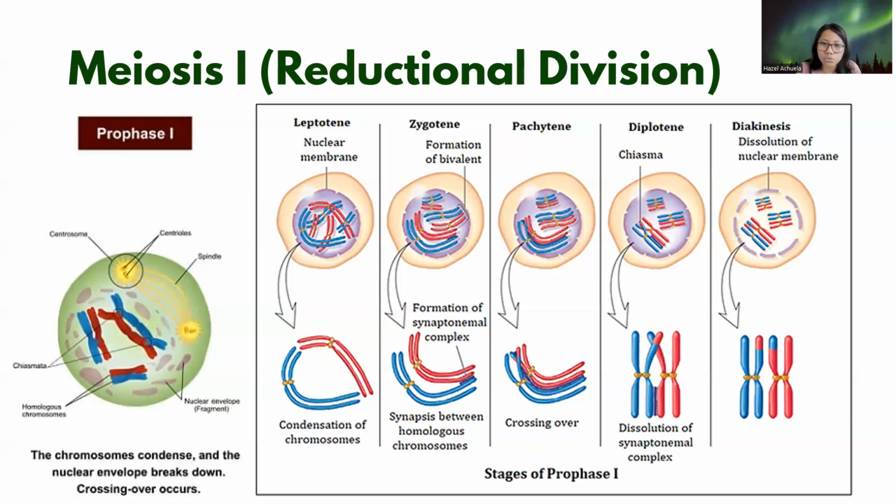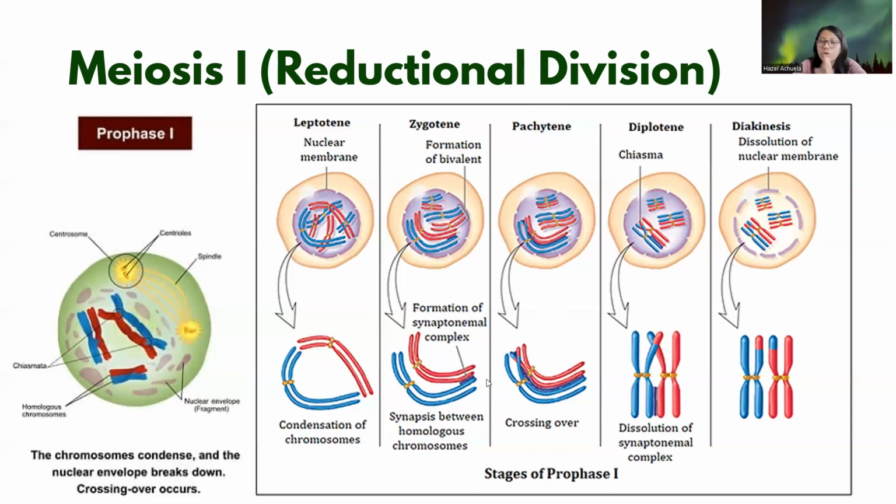Yung pairing ng homologous chromosomes or yung formation of bivalent ay tinatawag nating synapsis. Synapsis means pairing. And as a result of the synapsis of the pair of homologous chromosomes, what is formed is the synaptonemal complex. Para siyang magnet. Parang siya yung nagmamagnet nung pair of homologous chromosomes. Right? So, yung formation ng synaptonemal complex will now be leading, parang siya yung mag-initiate ng crossing over. Okay? That is, if crossing over will happen. But even if crossing over will not happen, meron pa rin formation ng synaptonemal complex.